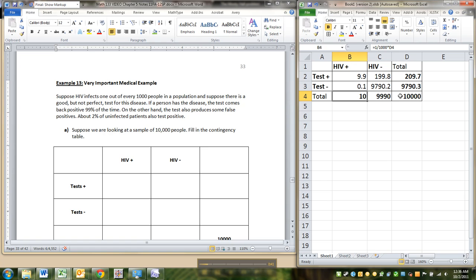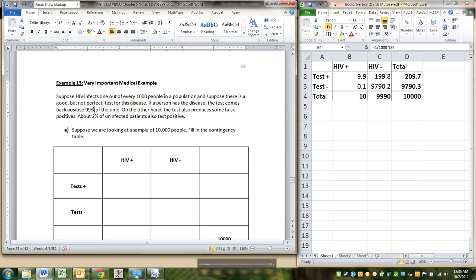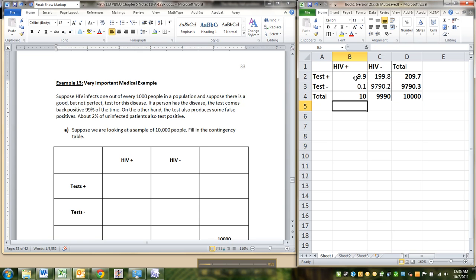Cool. All right, then they said that they have a test that comes back positive 99% of the time for a person that really has the disease. So what I did was I multiplied 99%, 0.99 times 10, B4. Cool. So that means that 9.9 out of those 10 people will come back with a positive HIV test, which is good because they really have the disease and we want them to know that. And only 0.1 will come back with a negative result even though they're actually sick.